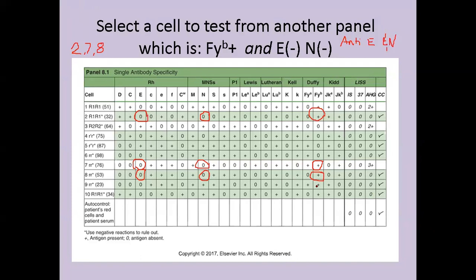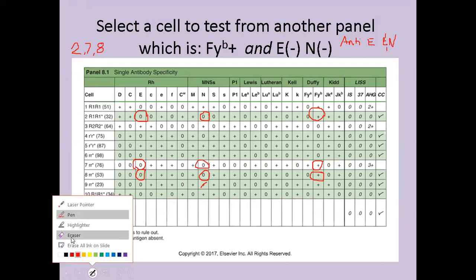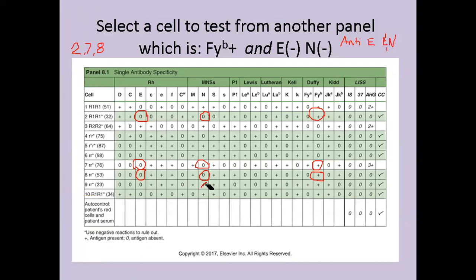Okay, let's look at 9. Aha, can't. So the N is there, can't use it. E isn't there, but the fact that N is there, we don't want to use it. And then the last one, E is not there, but N is, so we can't use that one either. All right, so hopefully you see why.